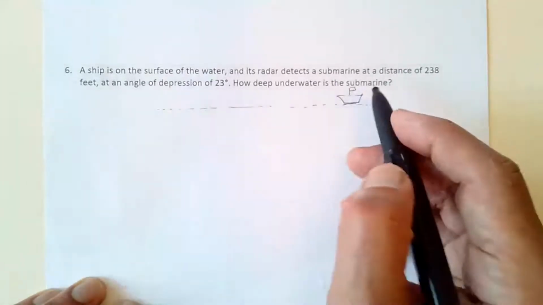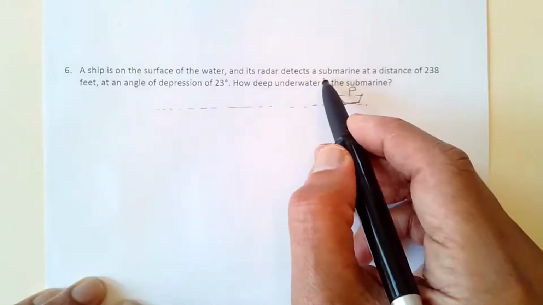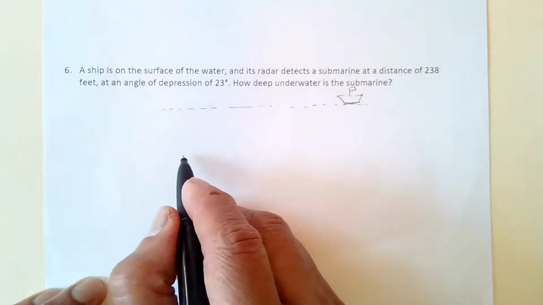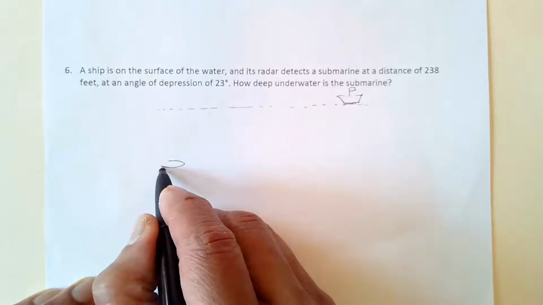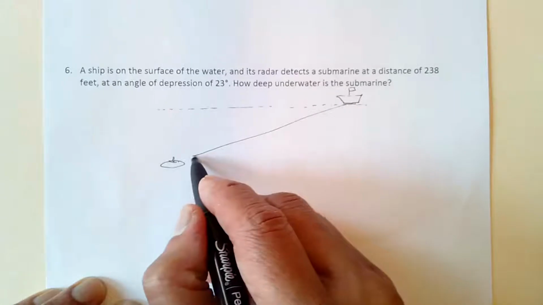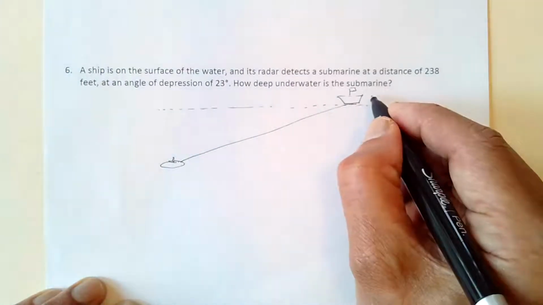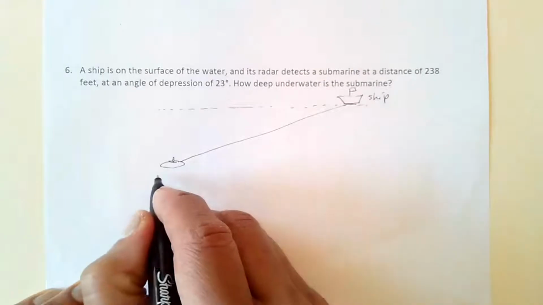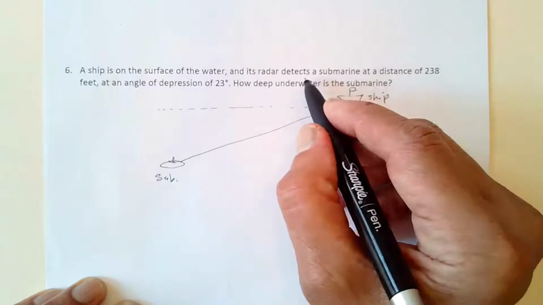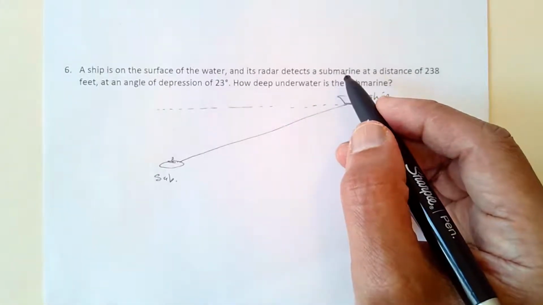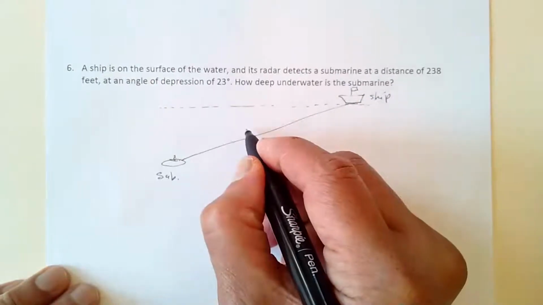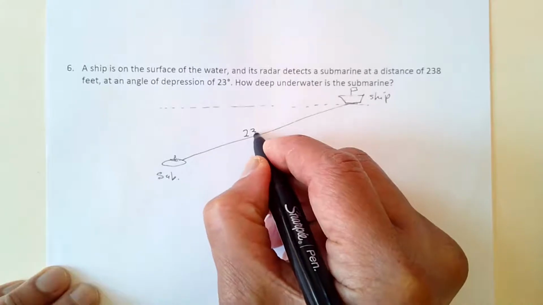Now, the ship's radar detects a submarine at a distance of 238 feet. So our submarine is below the water here. So the distance from the submarine to the ship. So we have our ship here, and we have our submarine here. So the distance here is 238 feet.